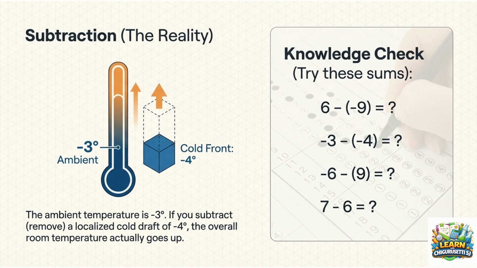Now for example, here is a knowledge check. Minus into minus is plus, so 6 plus 9 it becomes. What is 9 plus 6? It is 15. And what is the bigger number? 9, so the sign of 9 comes here. So it is plus 15. If you want, you can repeat for this also.